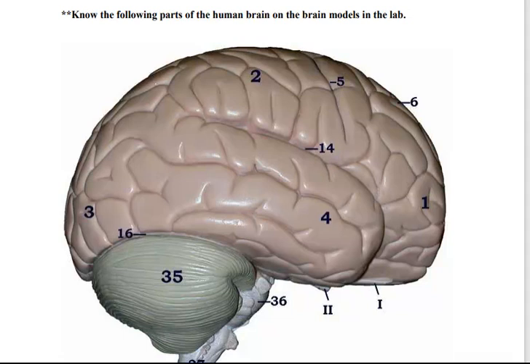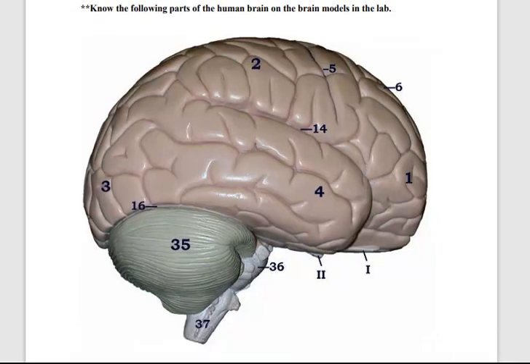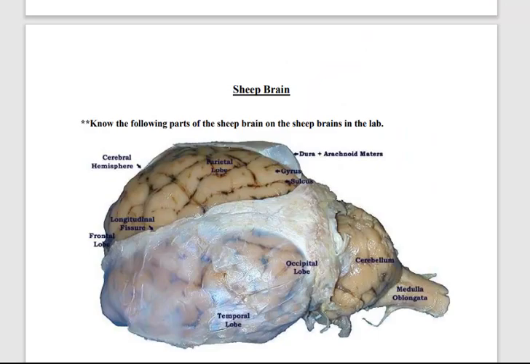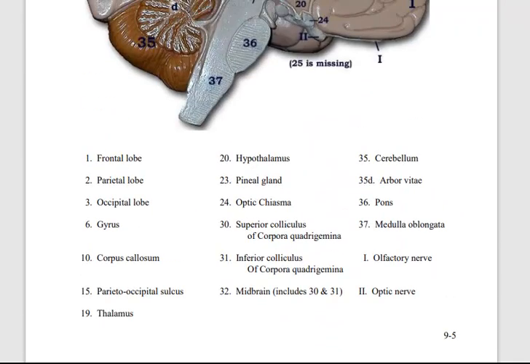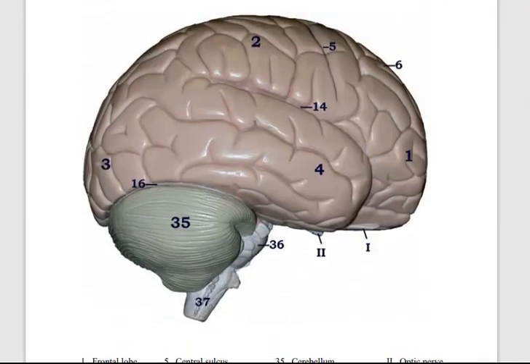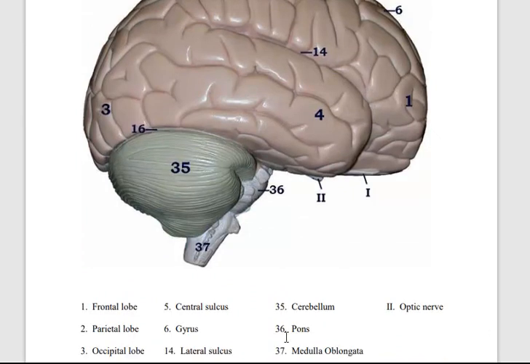So if we make this a little smaller, and we can look at the cheat sheet down here and see which ones that we need to know. Let's try that again. All right, and lo and behold, there we go. Frontal lobe is this one. The parietal is this one right here, and occipital again in the back.